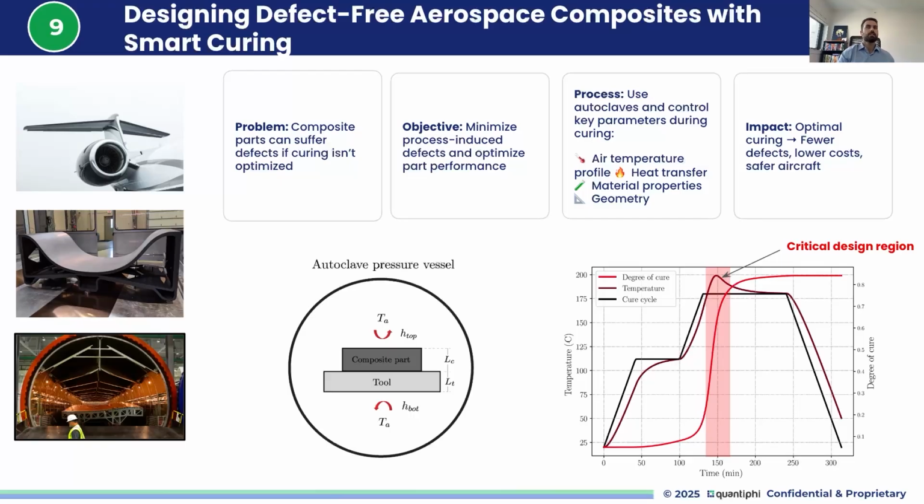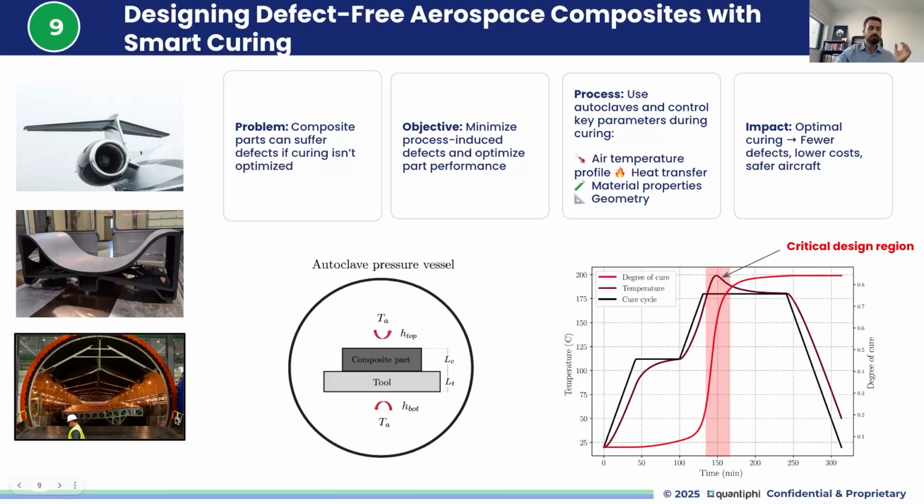Now, let's look at one case study that we have implemented using our neural operators, physics-informed neural operators, and that is designing defect-free aerospace composites. Composites are very important materials in our space due to their exceptional mechanical properties. The problem with these materials is that they are very sensitive in manufacturing. So a little deviation from the optimal manufacturing setting, and they can develop defects such as voids and delaminations.